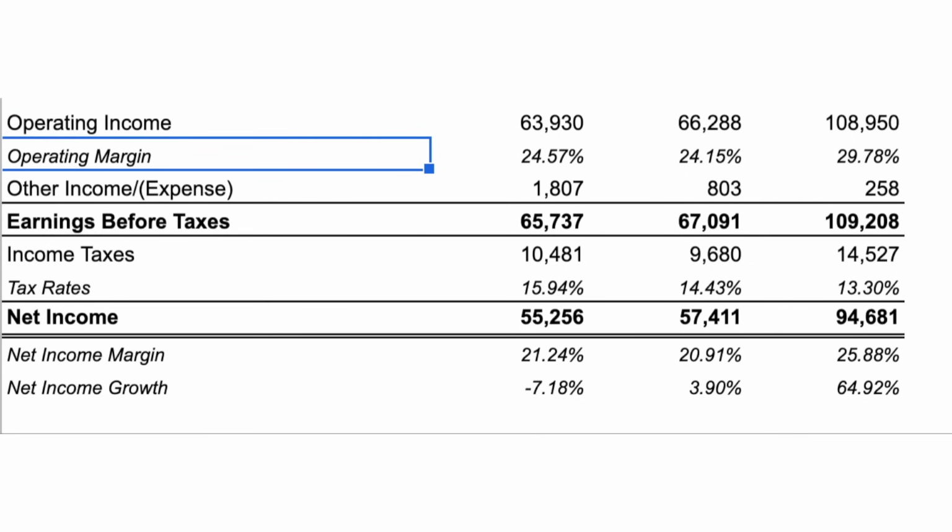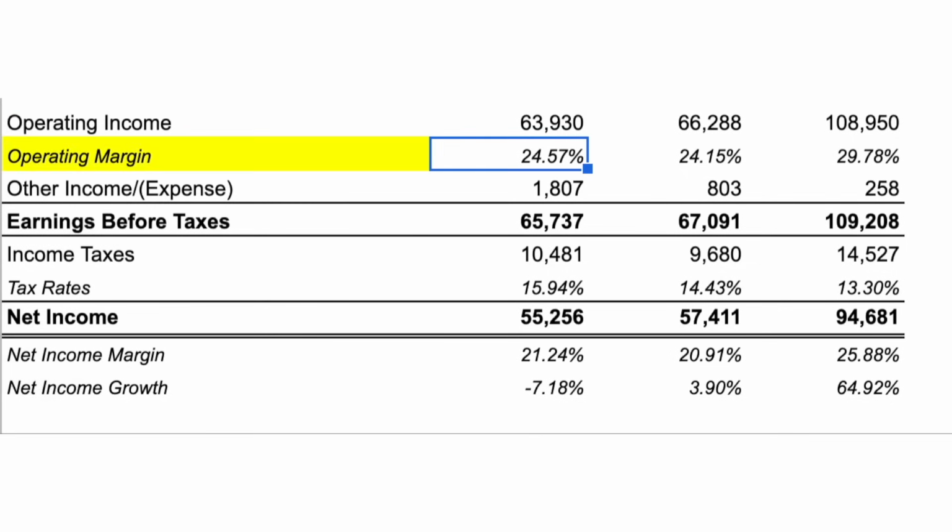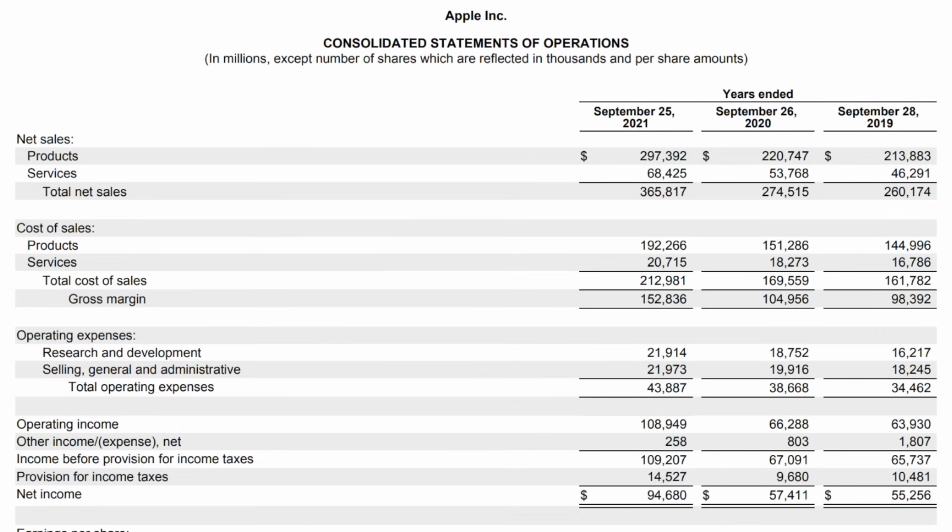In the case of Apple, we can see that the operating margin was 24% in 2019 and nearly 30% in 2021. The next line item is other income and expenses. These are income and expenses that fall out of the scope of the company's normal operations. So if Apple made an investment in a tech startup and that investment made the company money, that would likely be included in this line.